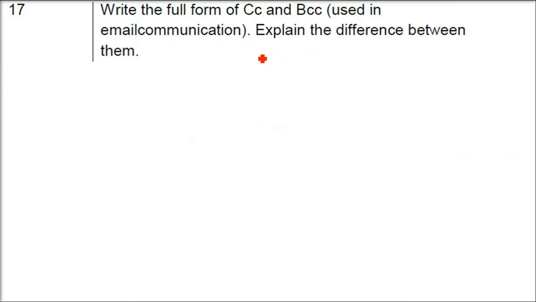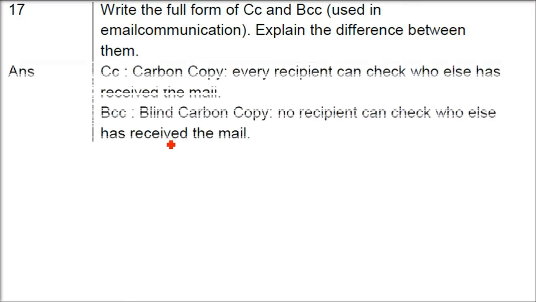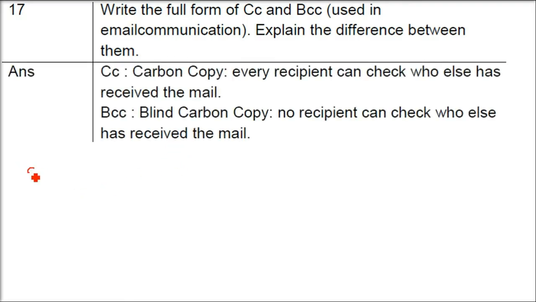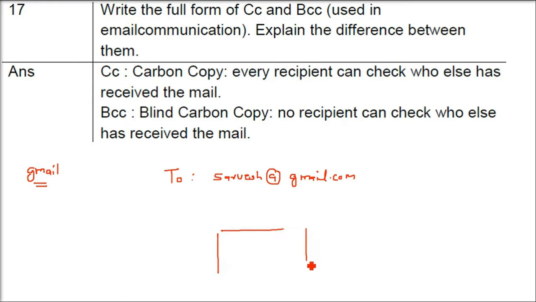Write the full form of CC and BCC used in email communication and the difference between them. Let me start with an example. You open Gmail or Yahoo Mail or any email to send something. Whenever you open it, you are going to write the recipient address, for example Sarvesh@gmail.com. Then you write your content, some hello, how are you, or a formal email. I'm just trying to explain that this is where you write. There is a send button, and you will send it.